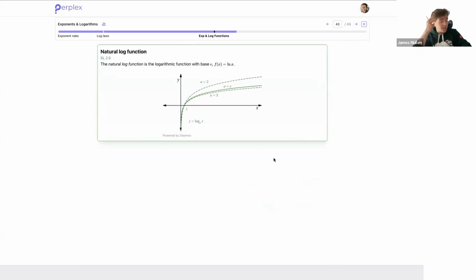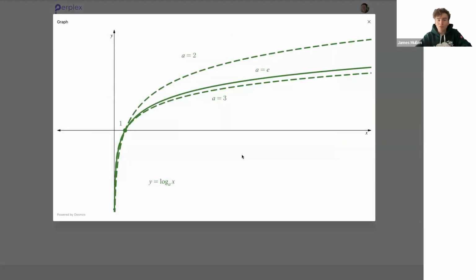Okay, I didn't actually show you the graph of the natural log function, so I'll do that now. We know that e is some number that's 2.7, so it's between 2 and 3, and it's slightly closer to 3. And you can see that on the graph of the natural log if you also plot the log base 2 of x and log base 3 of x. You'll notice that the curve for ln is very close to 3, and it's between the two curves for log base 2 of x and log base 3 of x.